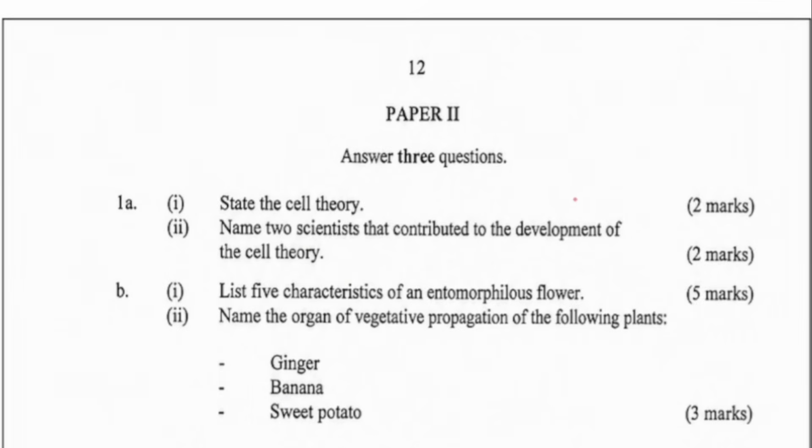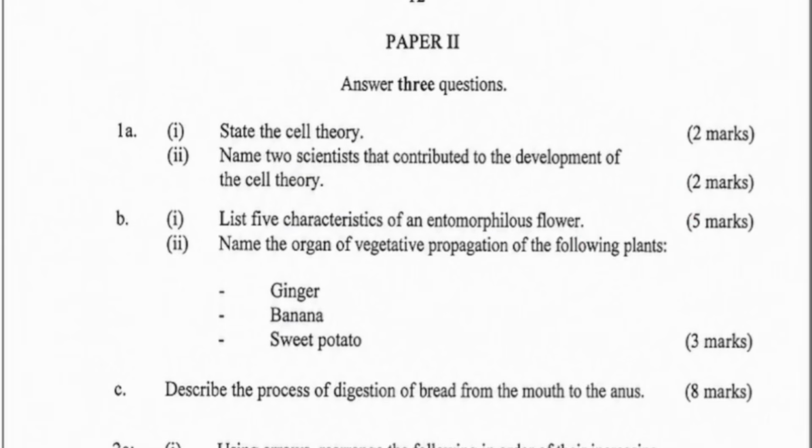Let's quickly look at the theory of the 2023 past question to see what we have got as we prepare for the exam. So the first question here says, state the cell theory. This is the first question they asked them. The next one says, name two scientists that contributed to the development of the cell theory.